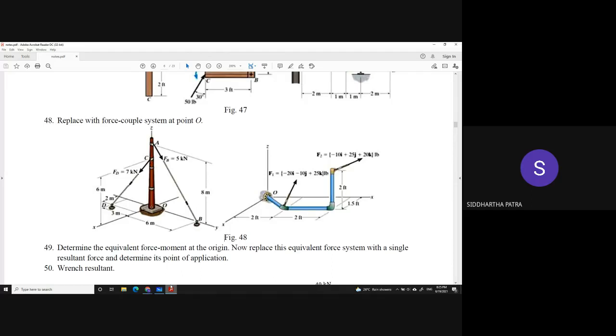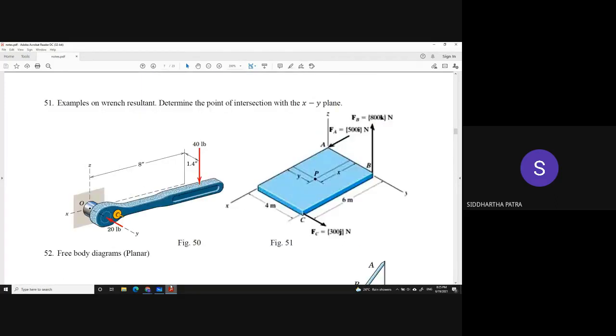Okay, in that case we will get a single force resultant, which is simply a wrench resultant with M parallel equal to 0, and the approach is the very same. So even for these two problems you can try to get the wrench resultant, and maybe you can ask where is the point of intersection with the xy plane or the yz plane or zx plane.